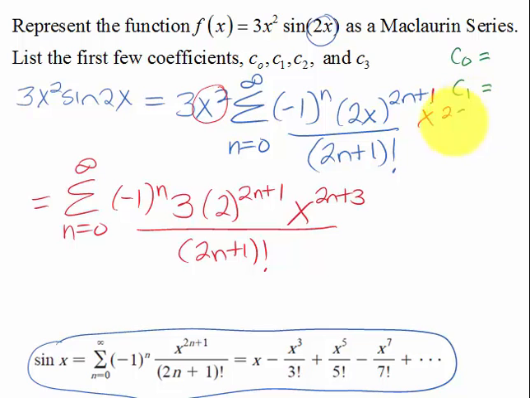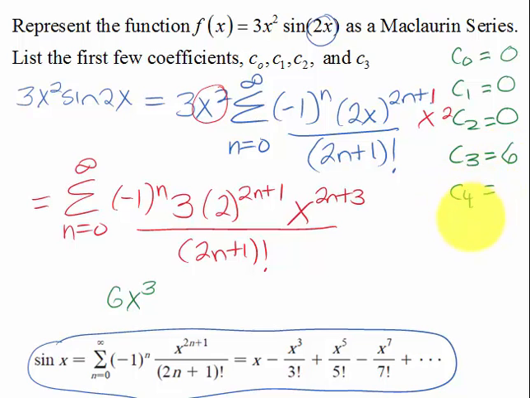Then we are going to find some coefficients here. First of all we put in 0. If we put in 0, that's 3 times 2 is 6, and this is actually going to be an x to the third over 1 factorial. So our first term is going to be 6x to the third. So actually this one's 0, this one's 0, this one's 0, and this one is 6.